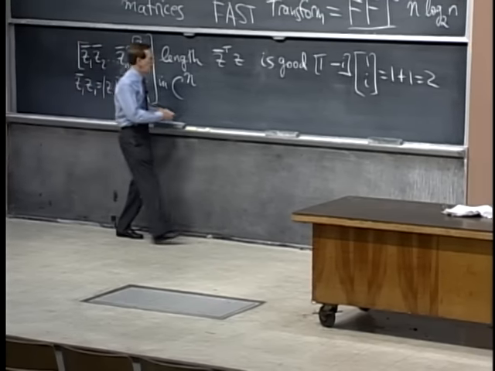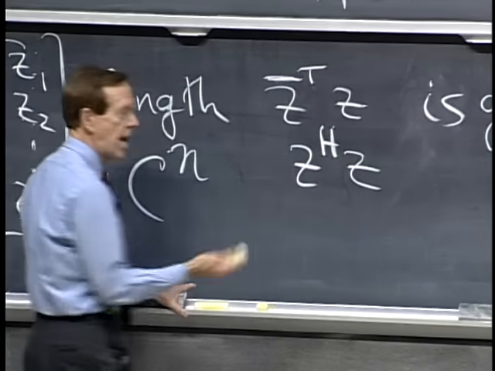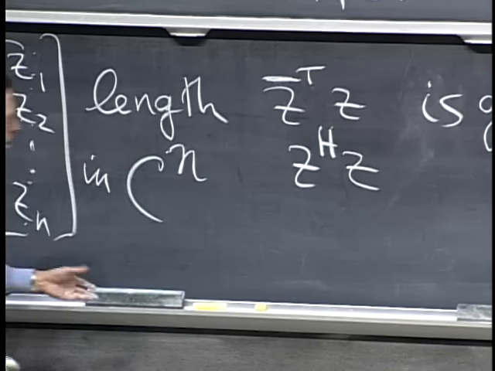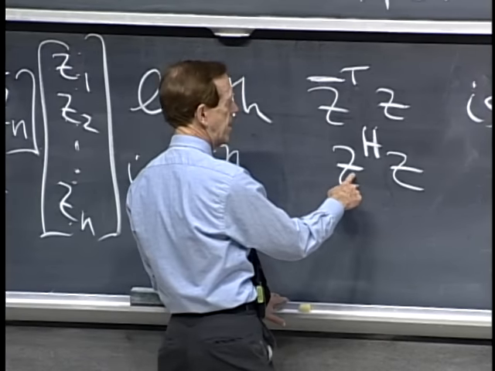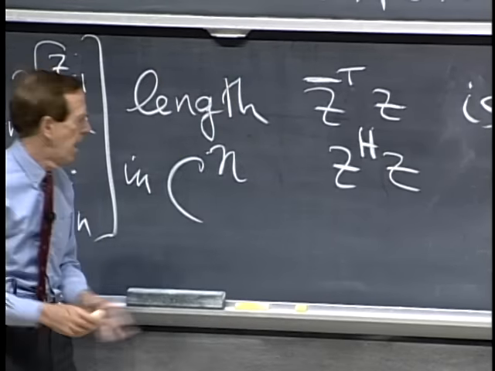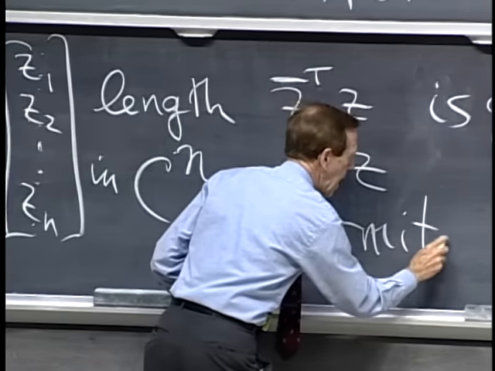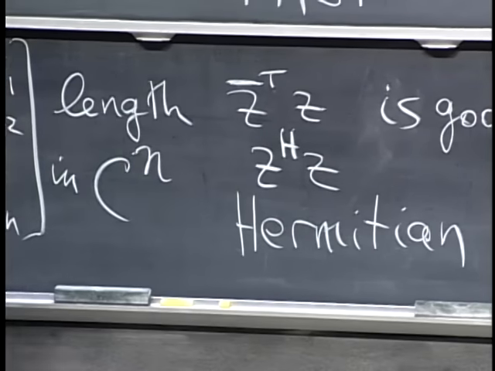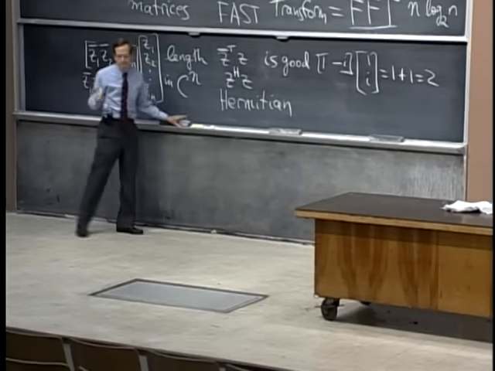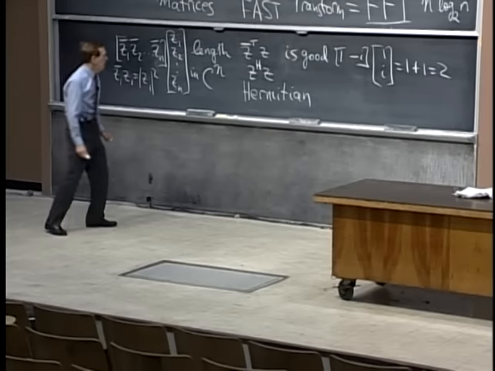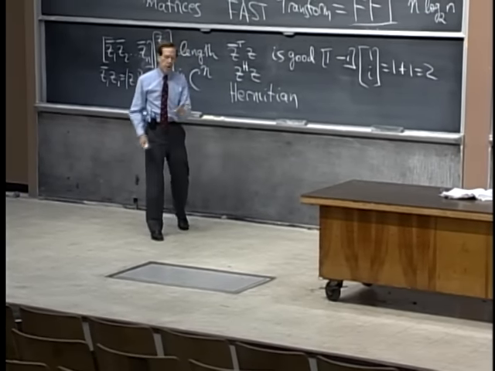So here's one symbol to do both. That symbol H stands for a guy named Hermite, who didn't actually pronounce the H, but let's pronounce it. So I would call that Z Hermitian Z. Now, let me write that word. So his name was Hermite. And then we make it into an adjective, Hermitian. So Z Hermitian Z, ZHZ. OK. So that's the length squared.